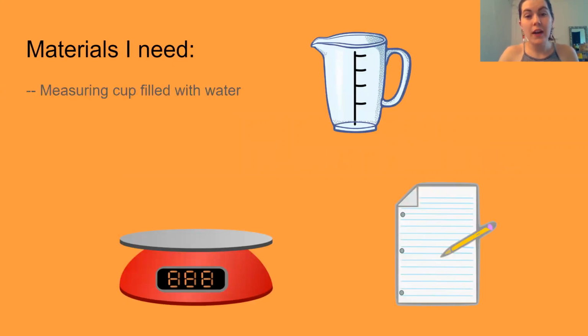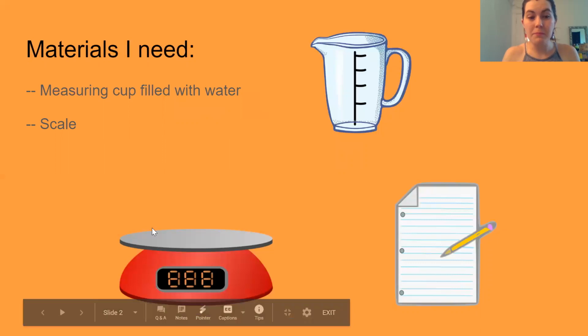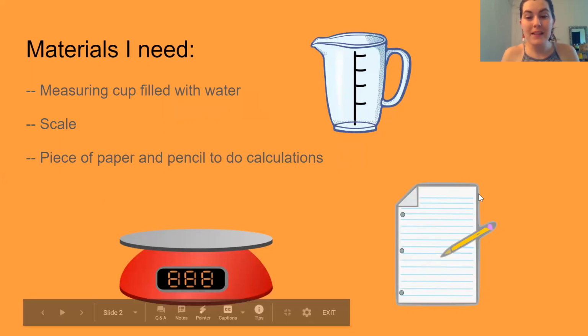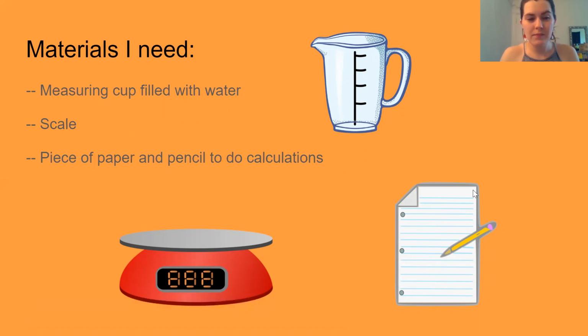The materials that I need: one, a measuring cup filled with water to measure our volume; a scale to measure mass; a piece of paper and pencil to do calculations; and then two objects of my choice.